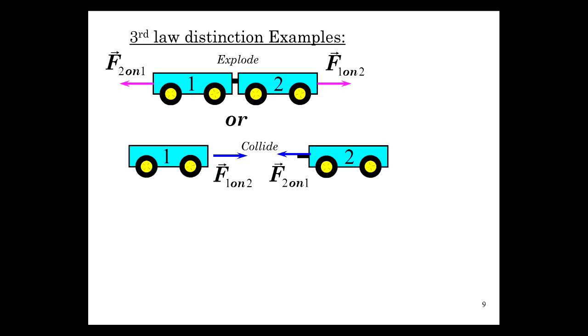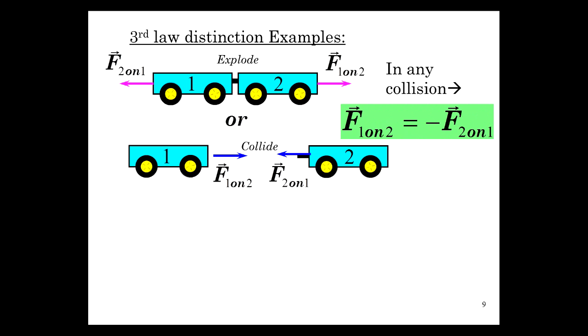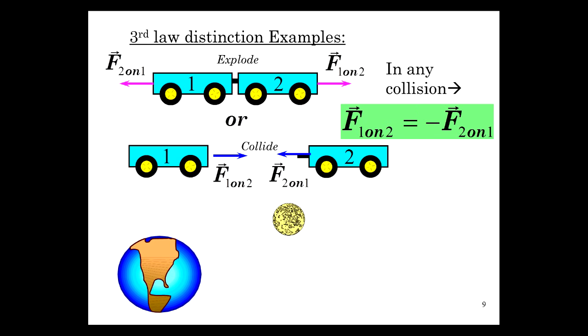Consequently, subsequently, concurrently, force of 2 on 1. All right. So in any collision, F1 on 2 is equal to minus F2 on 1. It's pretty self-evident, I think. Here's the Earth, here's the Moon. They are applying forces to each other. They are non-contact forces. They are field forces. Nevertheless, the principle is exactly the same.